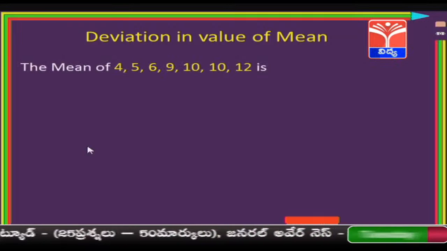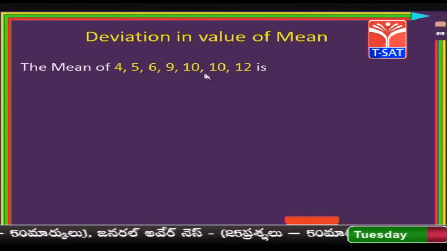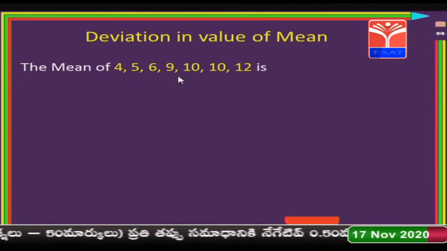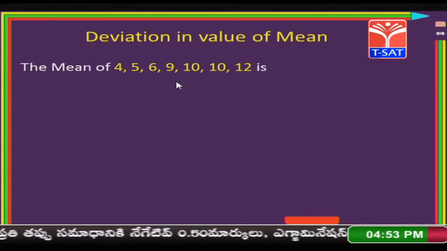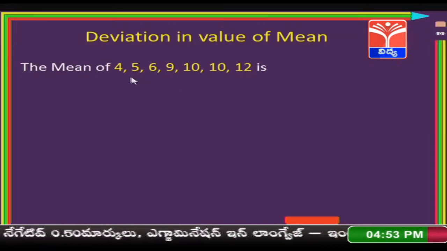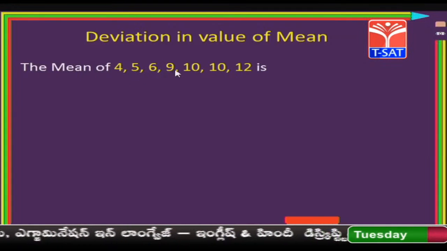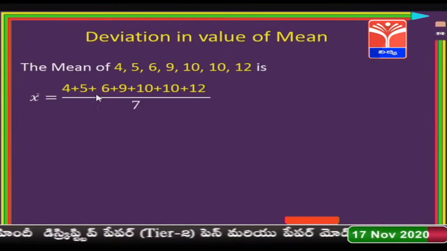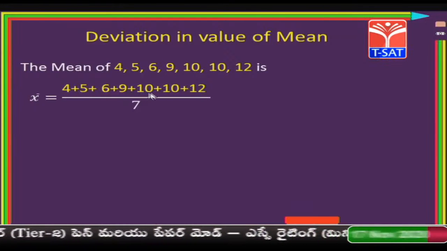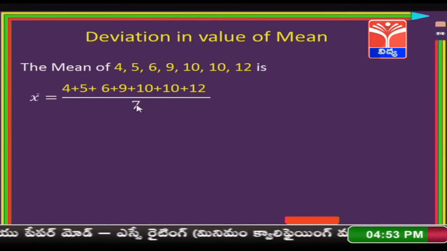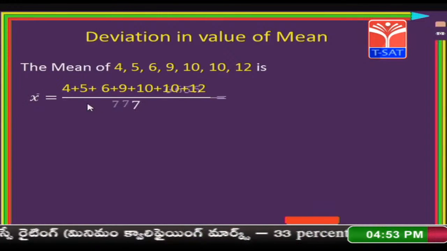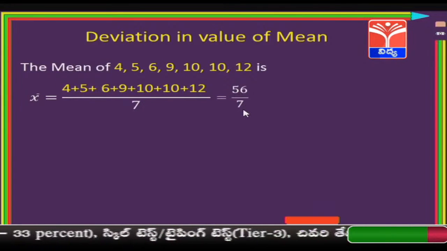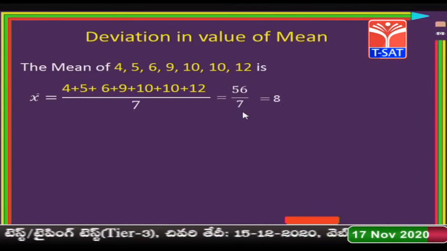You take the data as 4, 5, 6, 9, 10, 10 and 12. When you want to find the mean of this data, what do you do? You add up all the observations and divide by the number of observations. How many observations are there? Here it is 7 observations. So the sum of the observations is 4 plus 5 plus 6 plus 9 plus 10 plus 10 plus 12 by 7. When you add up all the values, it is going to be 56 by 7, which is 8.